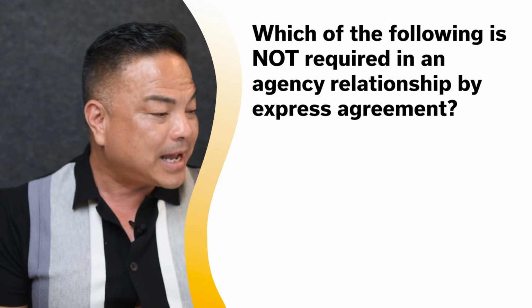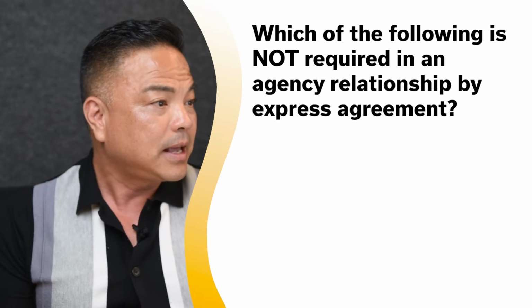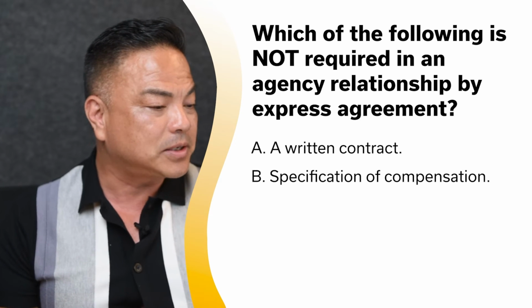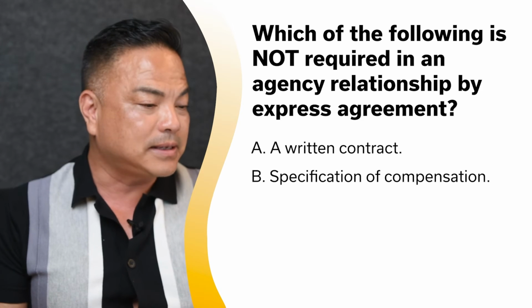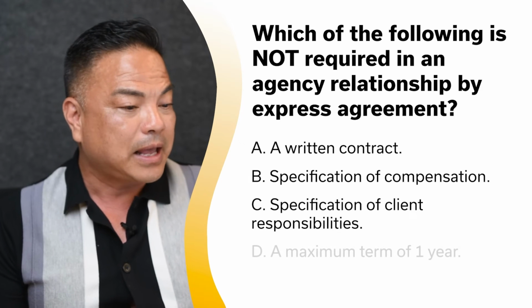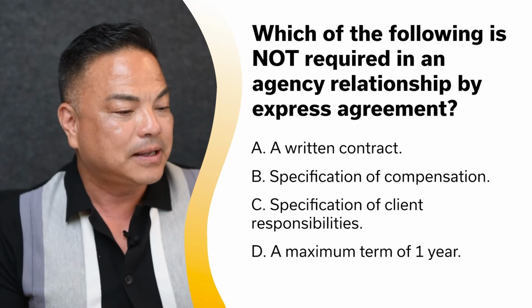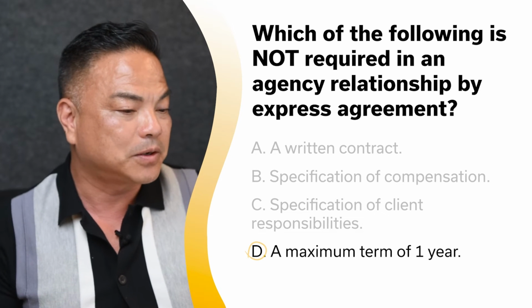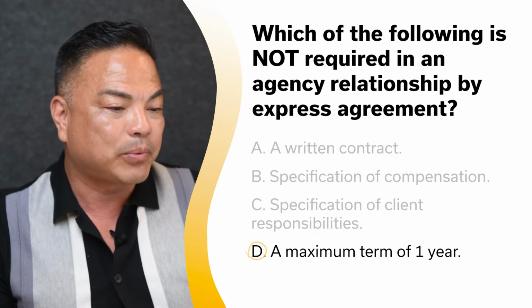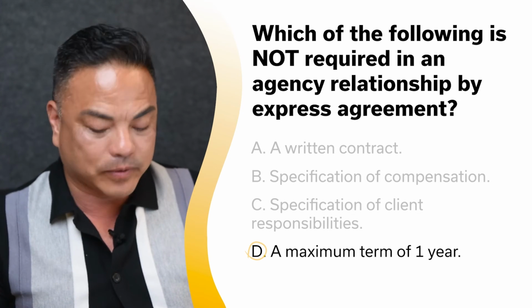Which of the following is not required in an agency relationship by express agreement? A, a written contract. B, specification of compensation. C, specification of client responsibilities. D, a maximum term of 1 year. And the answer is D as in dog, a maximum term of 1 year. A definite termination date is required in a brokerage agreement. However, there are no minimum or maximum time length requirements.